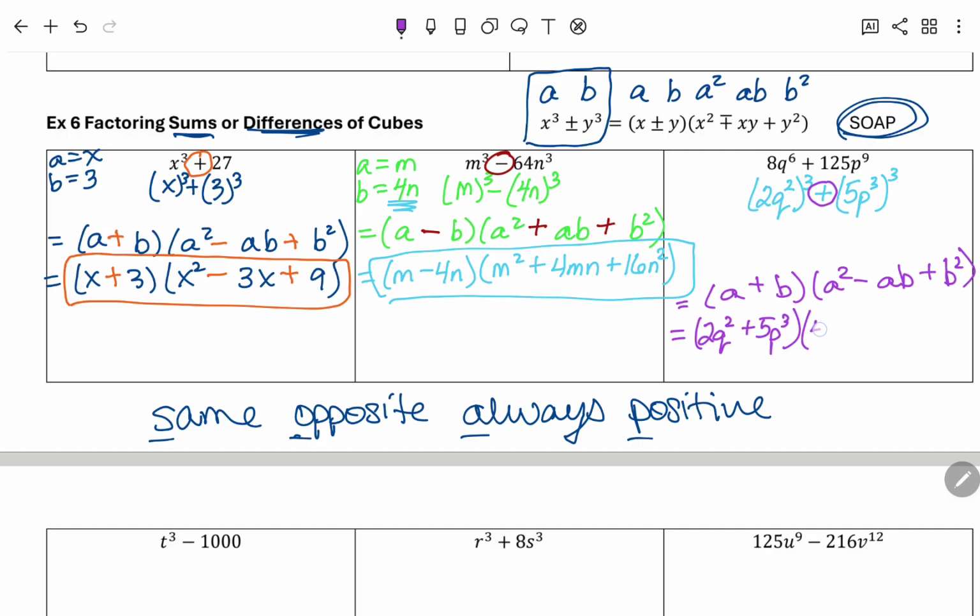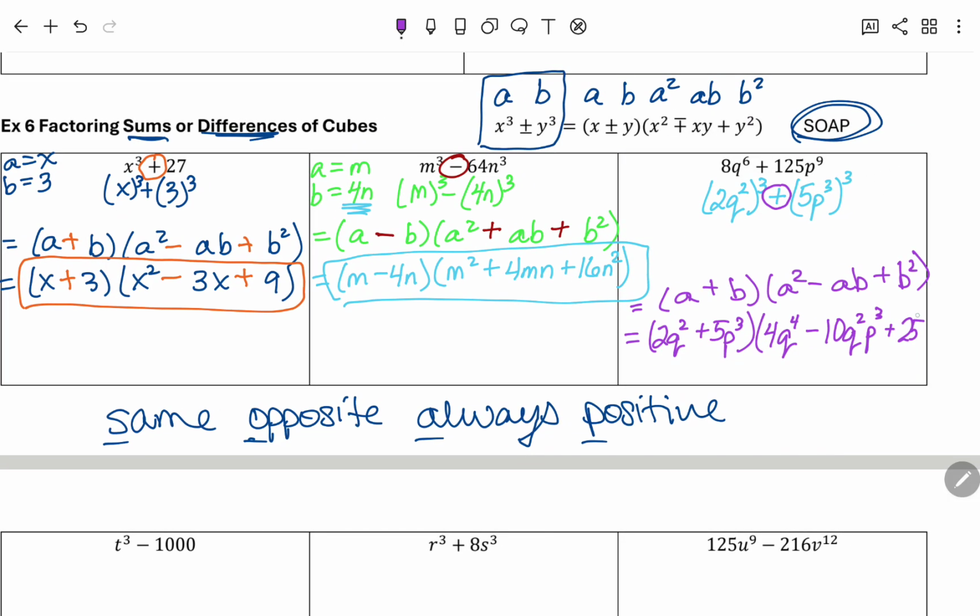A squared is going to be 4q to the 4th, minus A times B gives me 10q squared p cubed, plus 25, running out of space. Can I move that over? Yes, 25. Let's make that a little better. Plus 25p to the 5th. No, to the 6th. Oops. There we go.